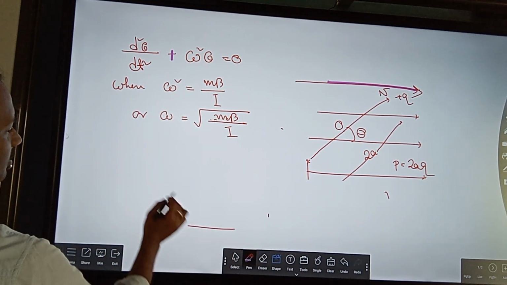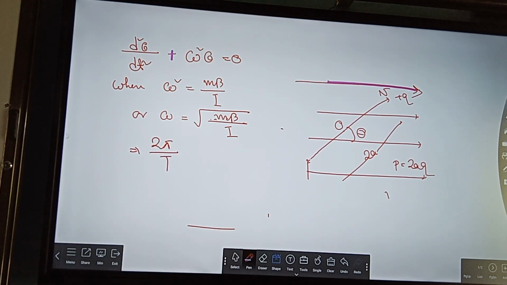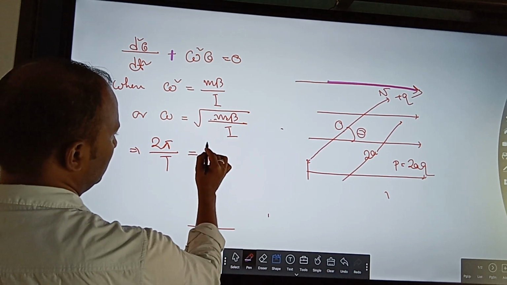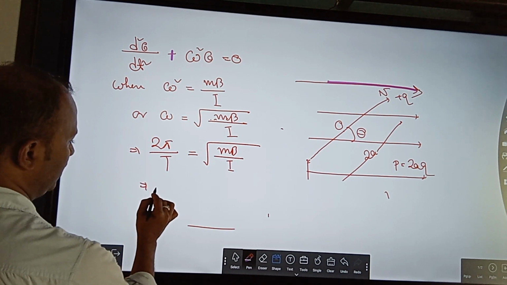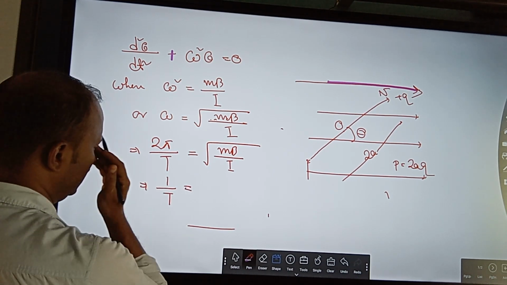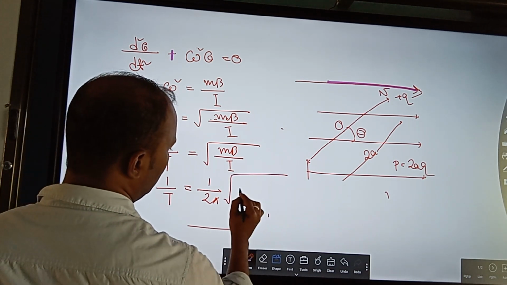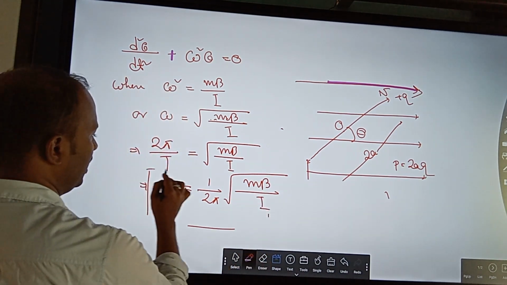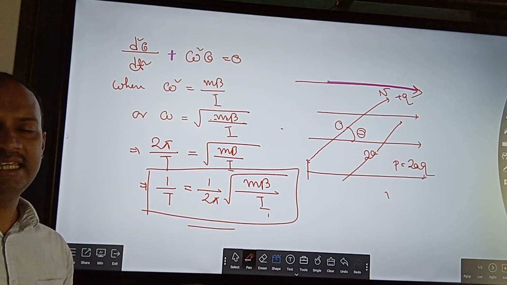Omega, इसका फॉर्मूला क्या है जी? Twice pi by T. Here T denotes what? T denotes the time period. So twice pi by T is equal to root mb by I. This implies we can write 1 by T is equal to 1 by twice pi root mb by I. So here T is the time period.